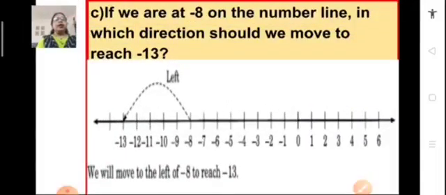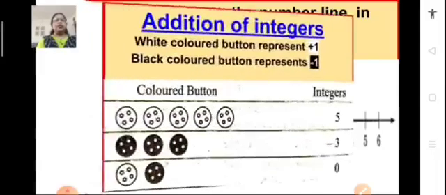See, if we are at negative 8 on the number line, in which direction should we move to reach negative 13? Negative 13 is less than negative 8. So if we start at negative 8, where do we move to reach negative 13? We should move to the left to reach negative 13. So we will move to the left of negative 8 to reach negative 13.